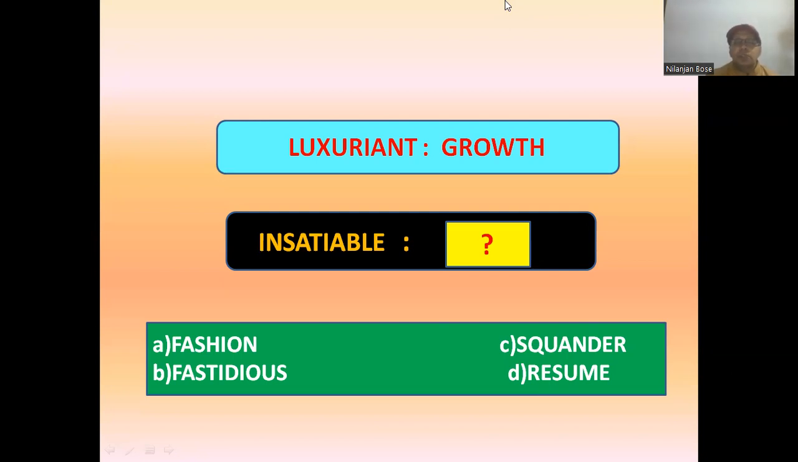Let us talk about the rest of the words. Option C, it is written squander. If I'm saying that he is squandering money, it means that he is spending it uselessly, right? So it doesn't have any connection with a word like insatiable. And resume, you know that you can call it restart. So it is absolutely awkward. So the correct answer for the second question is option B.